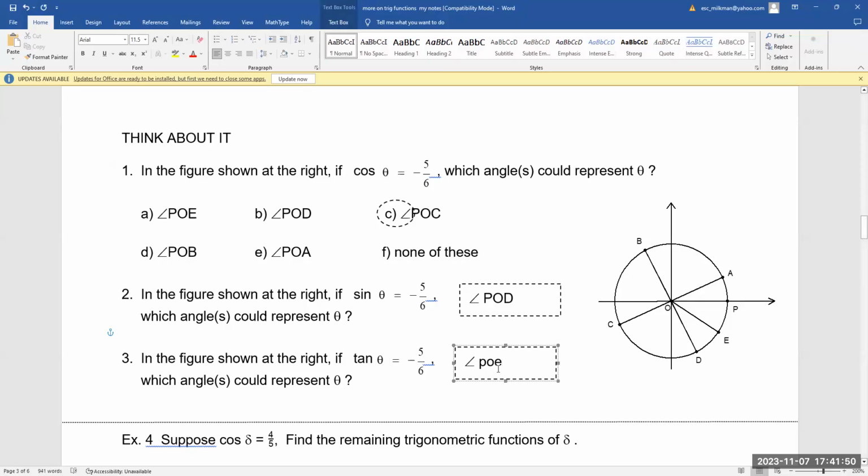How about capital letters here? POE. Push the cap button.